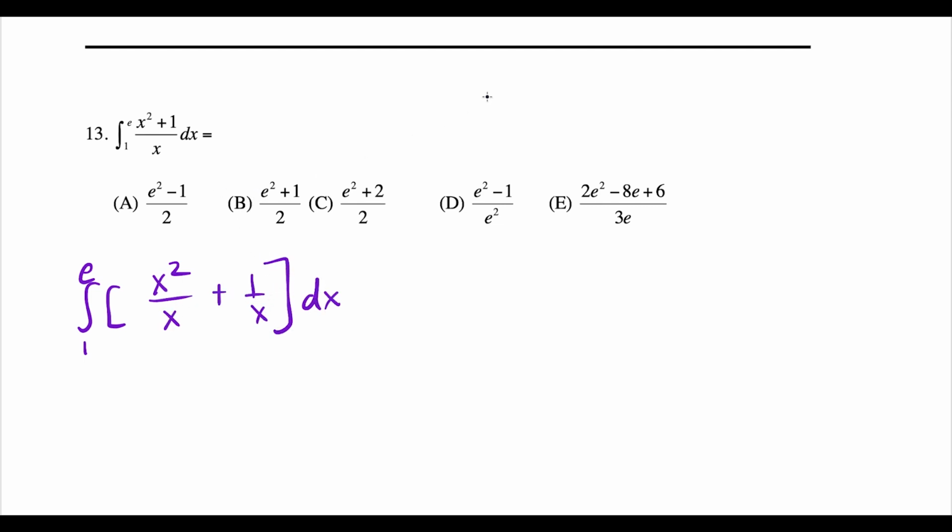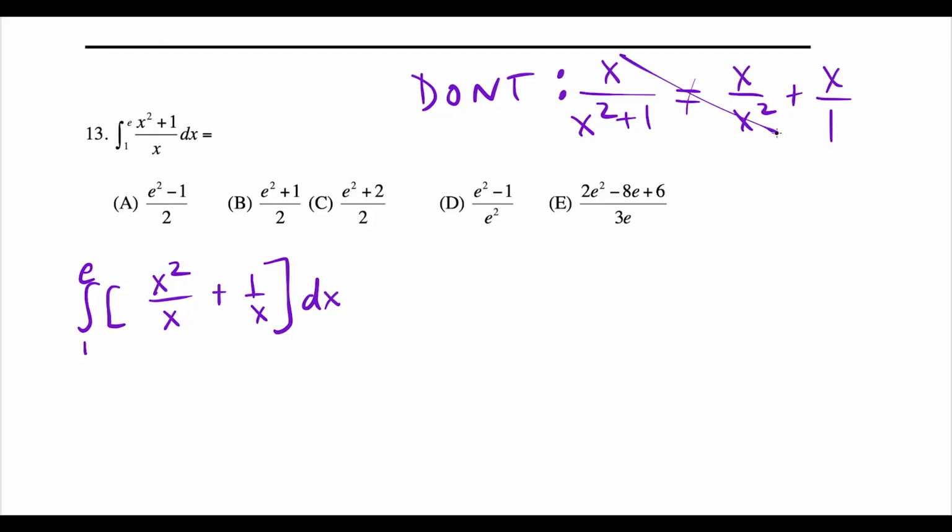Just know one thing you could never, ever, ever do. Don't, and I'll make sure I write the word don't, so I'm not saying this is true. If you had x over, let's say, x squared plus 1, this is not equal to x over x squared plus x over 1. This is never allowed, so just don't ever do that. This is really bad. So when you have a numerator in multiple pieces, though, you can split it up like this. All right, this is fine, this is not fine.